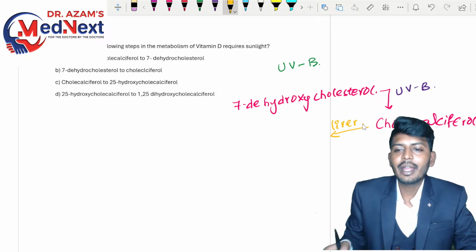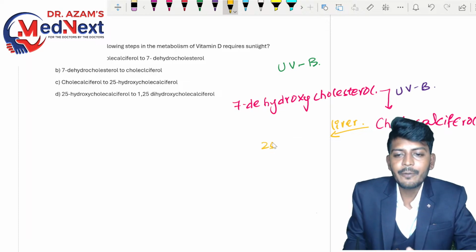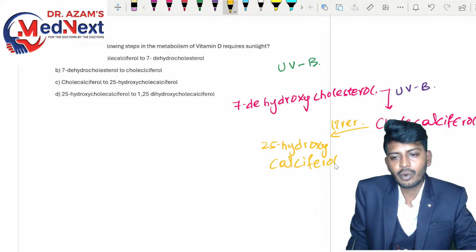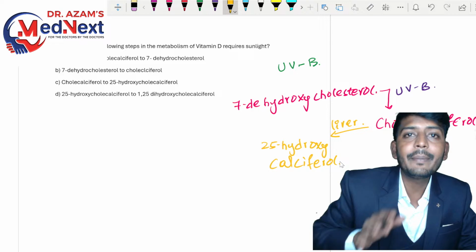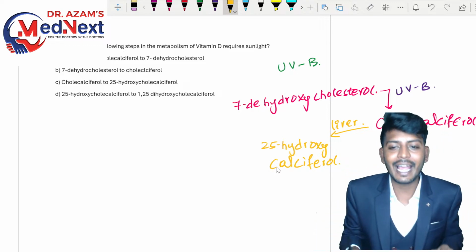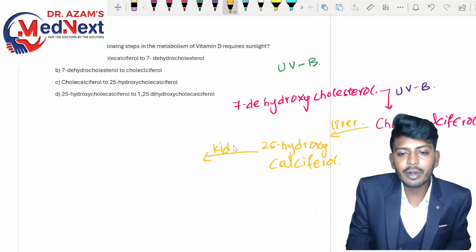In the liver, this cholecalciferol will get converted into 25-hydroxycalciferol. What will be formed? 25-hydroxycalciferol. Is this an active vitamin D3 or an inactive vitamin D3? It is inactive. So this fellow will go to your kidney.